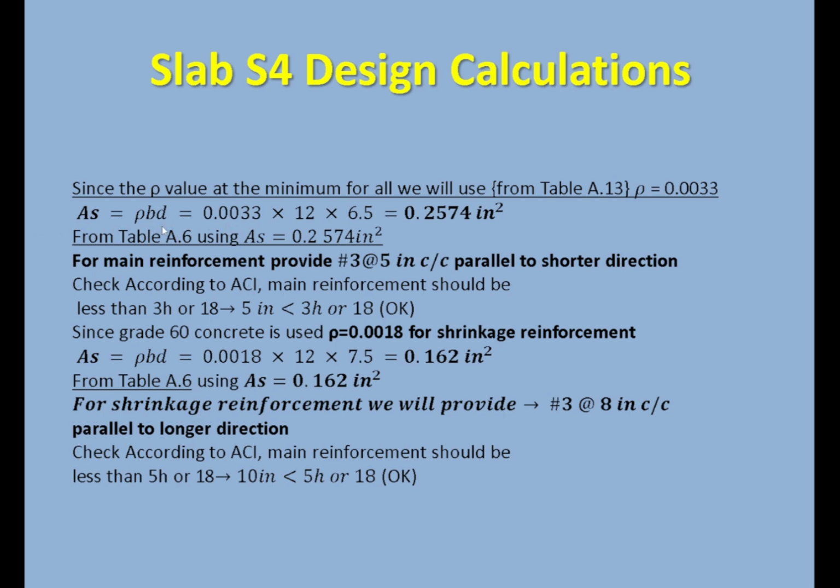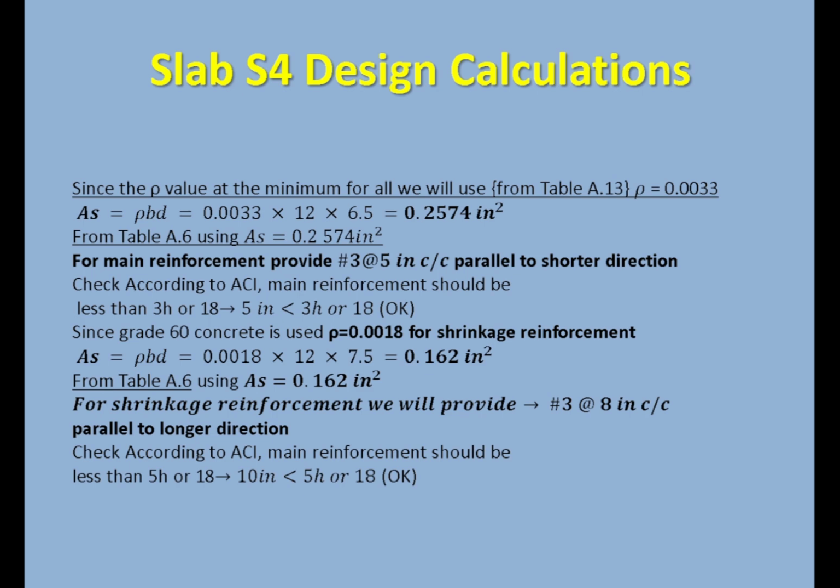So for the mean reinforcement, we will use rho BD, and we will take rho as 0.003 times the base times the depth, which is the thickness minus the cover. So we got 0.2574. Then we go to table A6, and using this value of AS, we will get that we need to provide bar number 3 at 5 inches center to center parallel to the shorter direction.